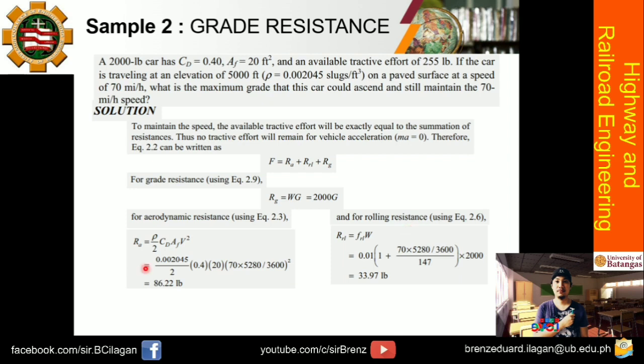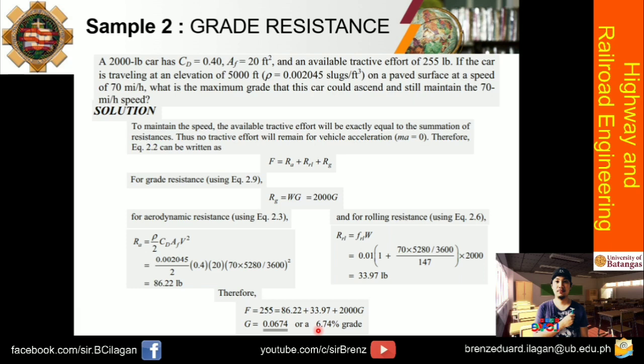33.97. So since we now have the values of R sub A and R sub RL, and you already have R sub G, we can now compute for the value of G. So given your F, which is the available tractive effort, which is 255. So with that, the value of G is equal to 0.0674. Or if you're going to get the percentage, that is 6.74% grade.